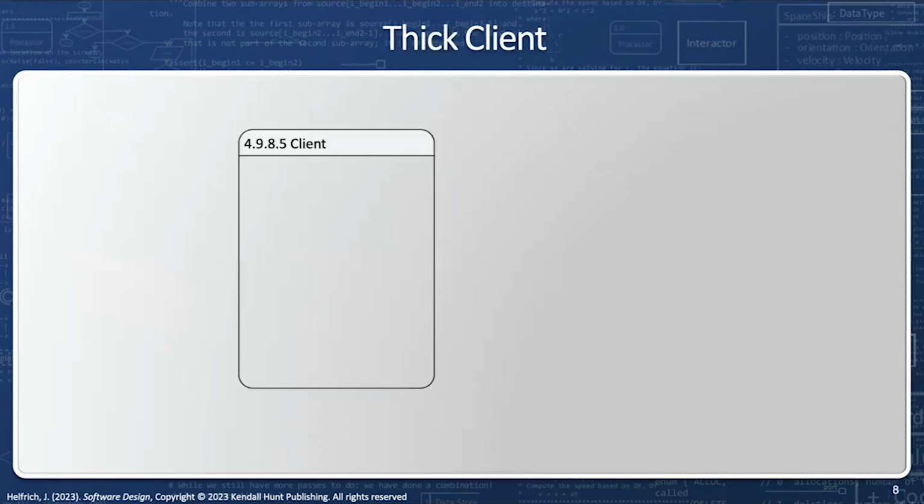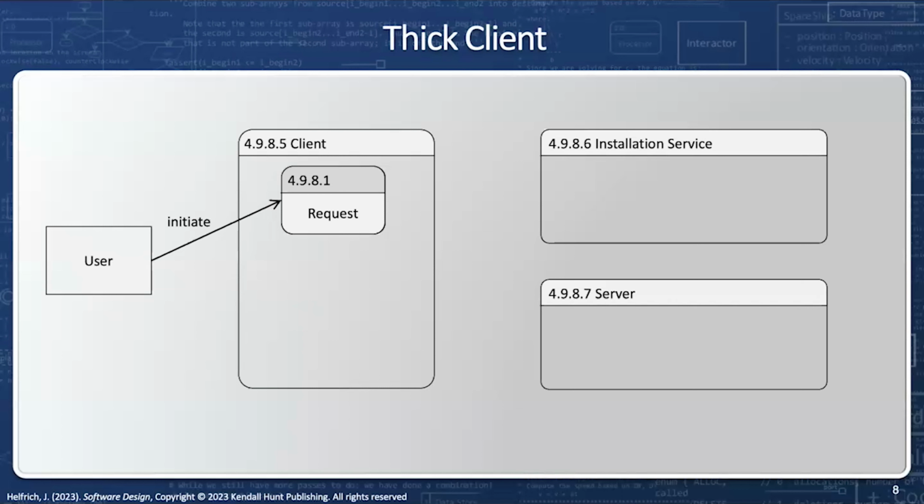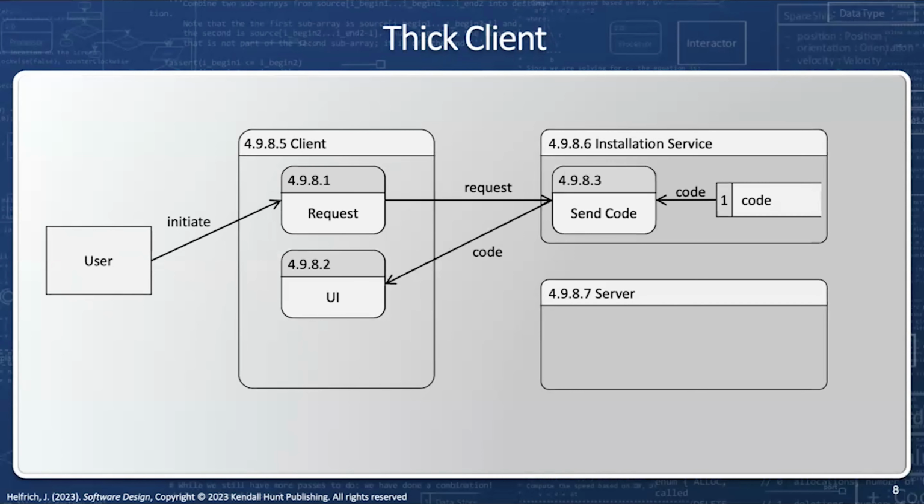All right, let's take a look at how this goes. We have the client, we have the server, and then we have the user. And the user fields requests from the client, but the client has absolutely no code but needs to get the code, so it's going to talk to an installation service. The installation service will then get the code and send it to the client, and now the client has some UI code. In the next step, the user will then interact with the user interface.